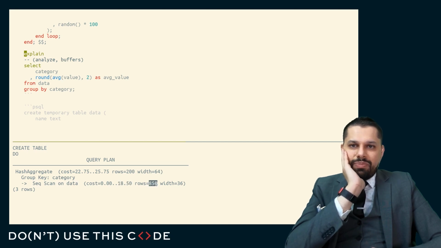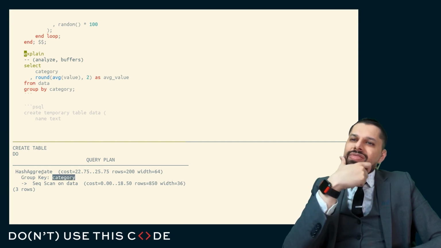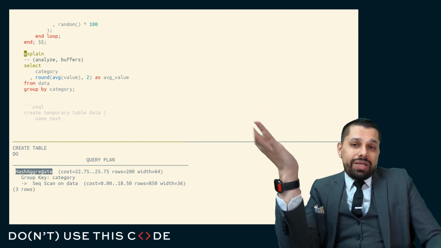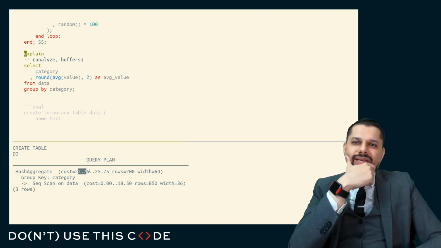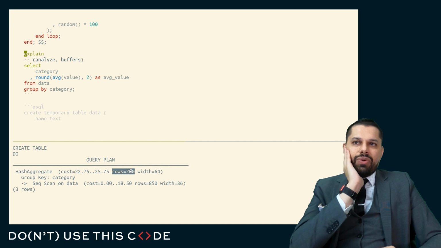This is how many rows it believes it's going to load. And it's going to take that and perform a grouping on the category. And then it's going to do some sort of aggregation. How does it do the aggregation? Well, for the category, it's going to use a hash table. This is the startup cost and the total cost, and the number of rows that it believes it's going to process in order to do that. And there we go.